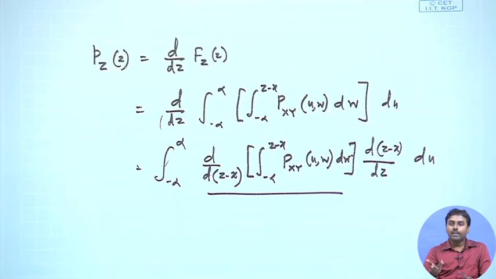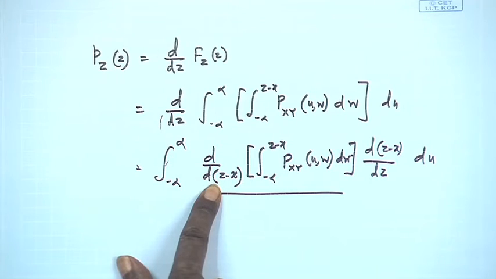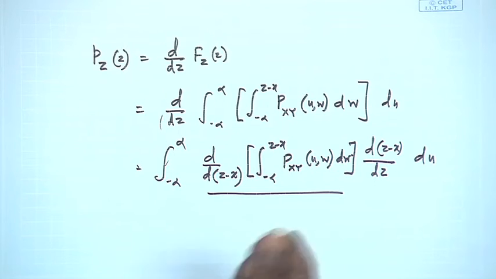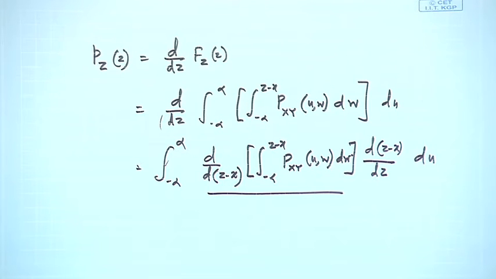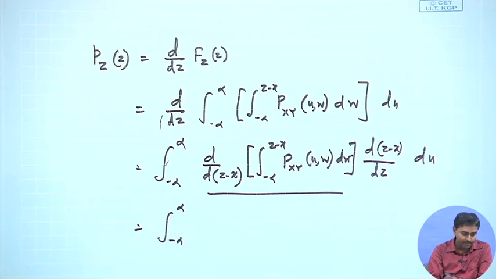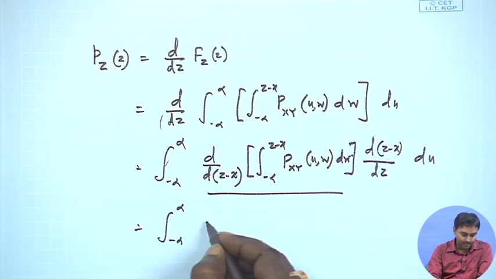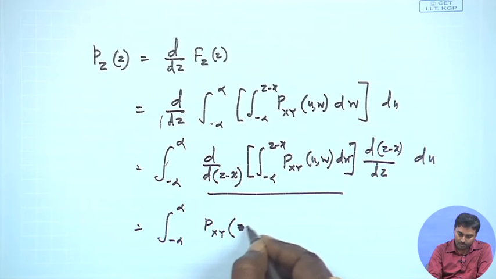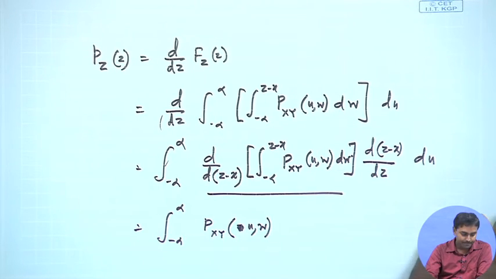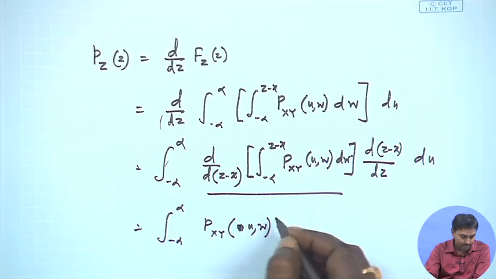You have this conjugate of integration and differentiation. So, this differentiation and this integration, they will cancel each other, because that is just complementary. So, they will cancel each other, and what do we finally get? Minus infinity to plus infinity. I will have this p_XY of u, w, right.